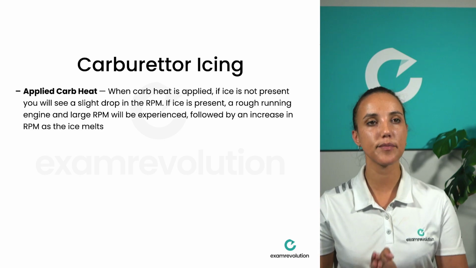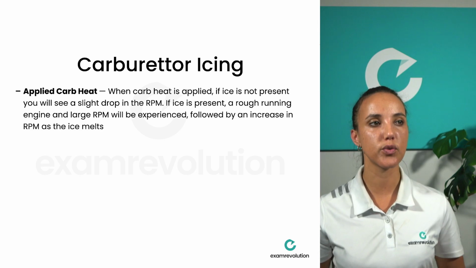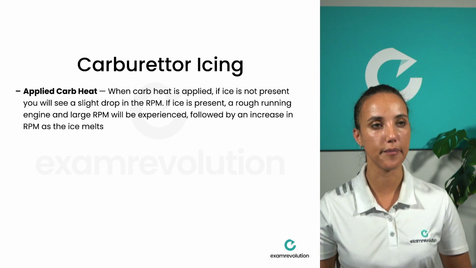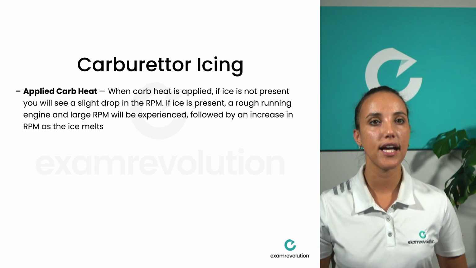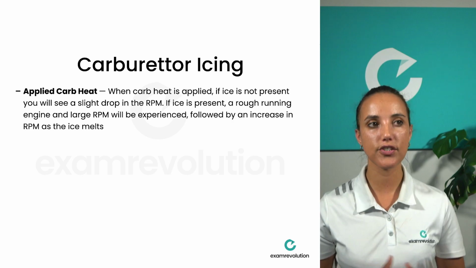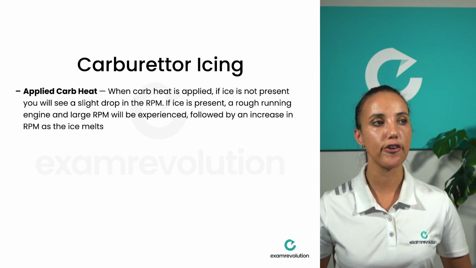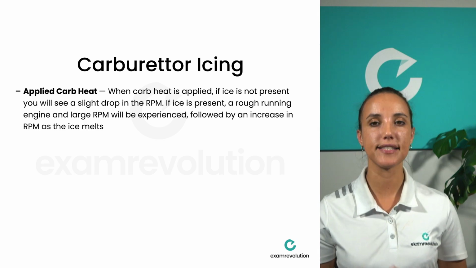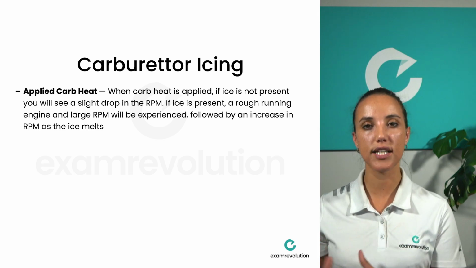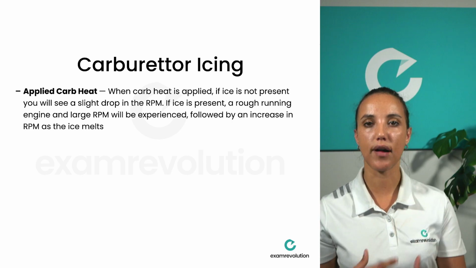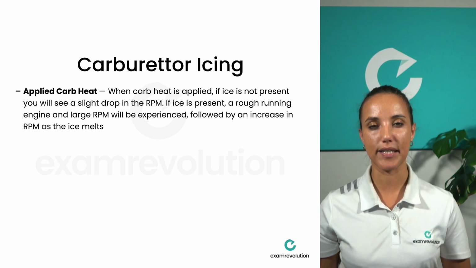So when carb heat is applied, if ice is not present, you will see a slight drop in the RPM. If ice is present, a rough running engine and a large RPM drop will be experienced, followed by an increase in RPM as the ice melts. So it obviously will get worse as the engine ingests the melted water before it gets better.